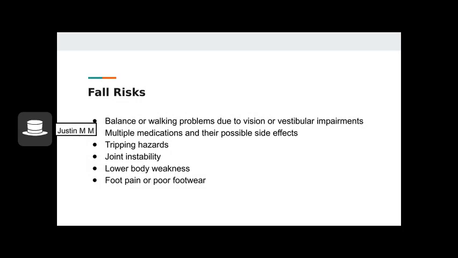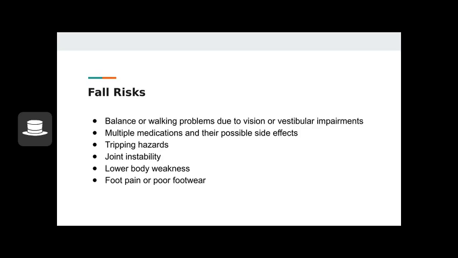Since we talked about the cycle of falling and different ways to help prevent falls on the previous slide, let's get into fall risks. So some examples of fall risks include balance or walking problems due to vision or vestibular, that being inner ear, impairments. Things like multiple medications and their possible side effects, especially those you may not be aware of or your doctor hasn't fully explained. Tripping hazards, especially those around the house or outside, maybe on the sidewalk.